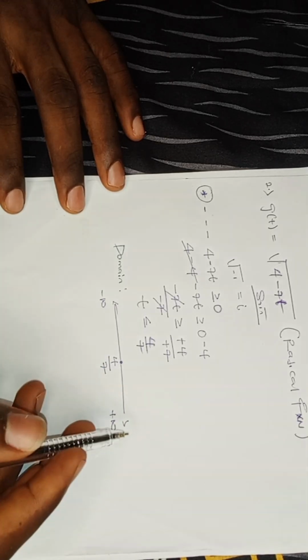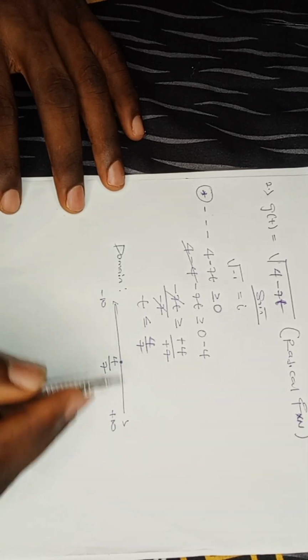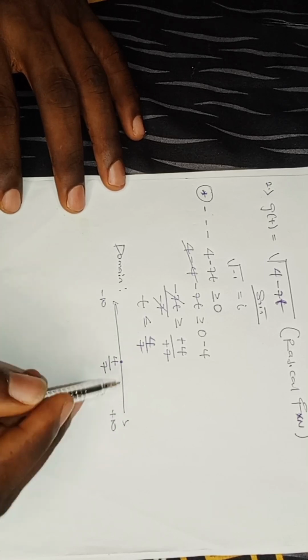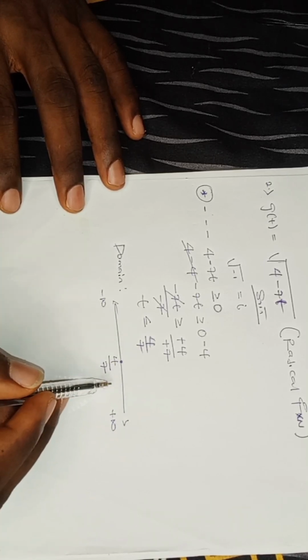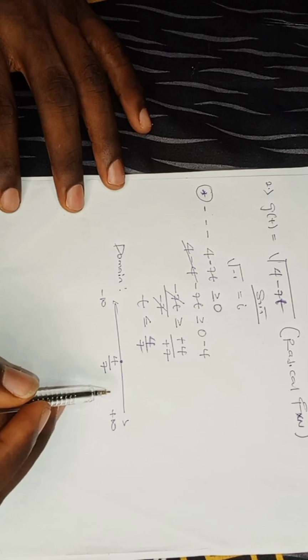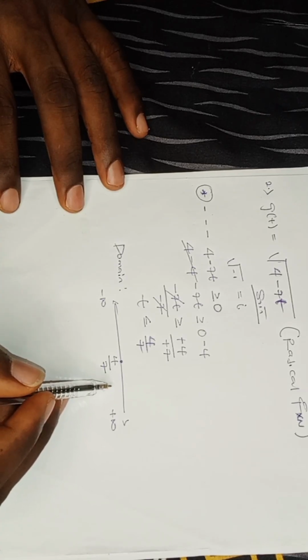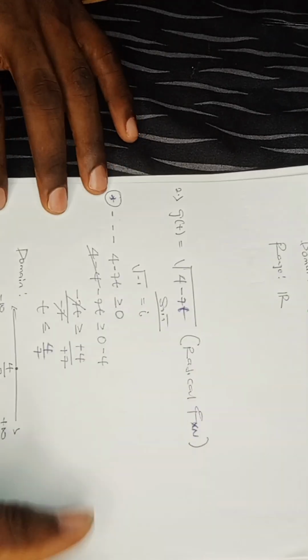So I can decide to test, or I can decide to go through a particular trick we use from secondary school. How do you test? You pick a number that is bigger than 4 over 7. When you pick a number that is bigger than 4 over 7, you input it into your function.